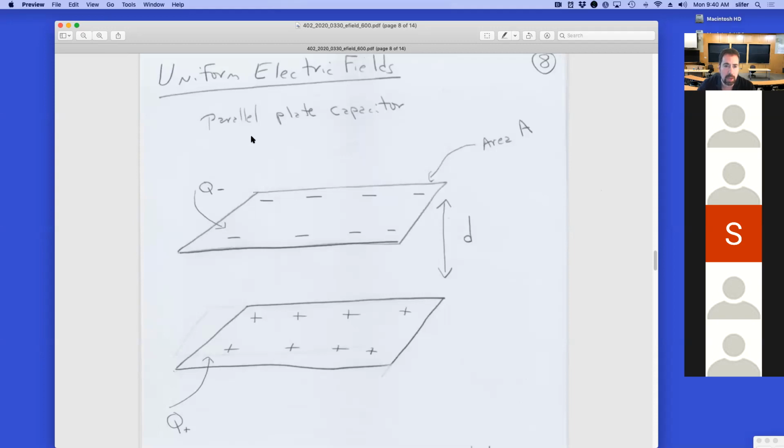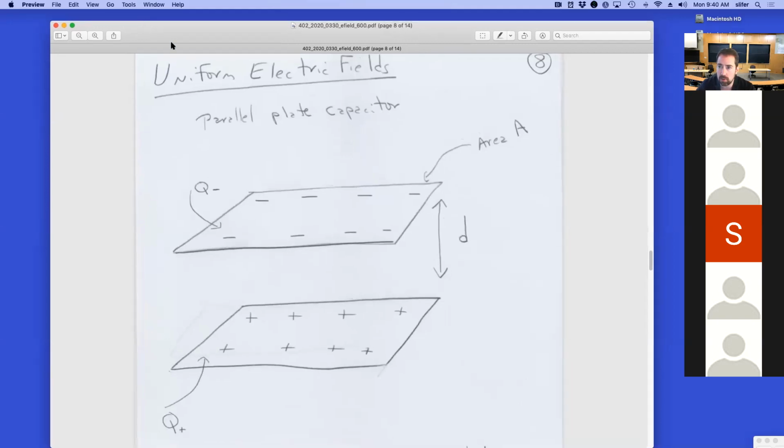So I'm going to have to pick up the pace here because Dawn has something that she wants to show you at the end. So let's move on to our next topic, which is uniform electric fields.